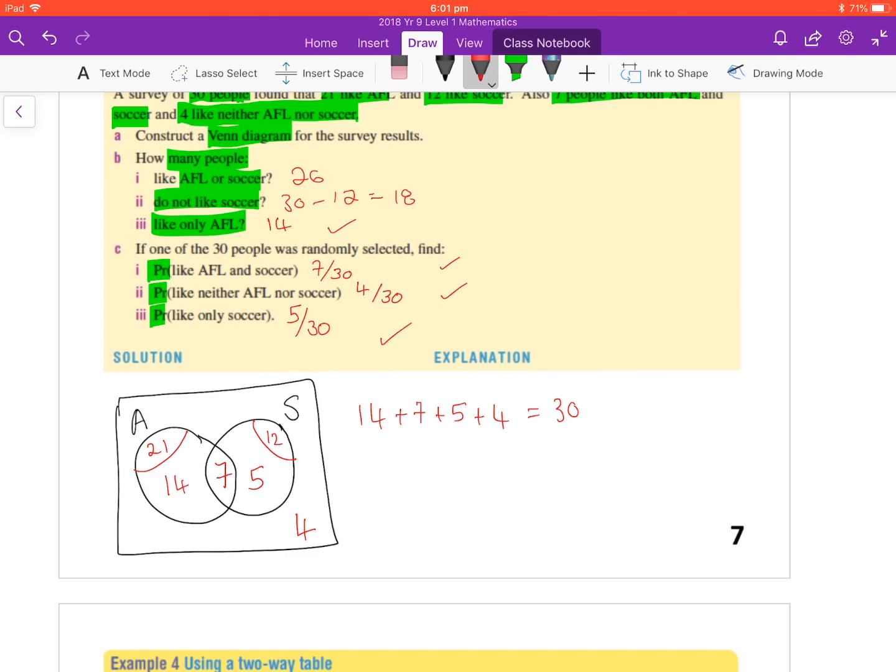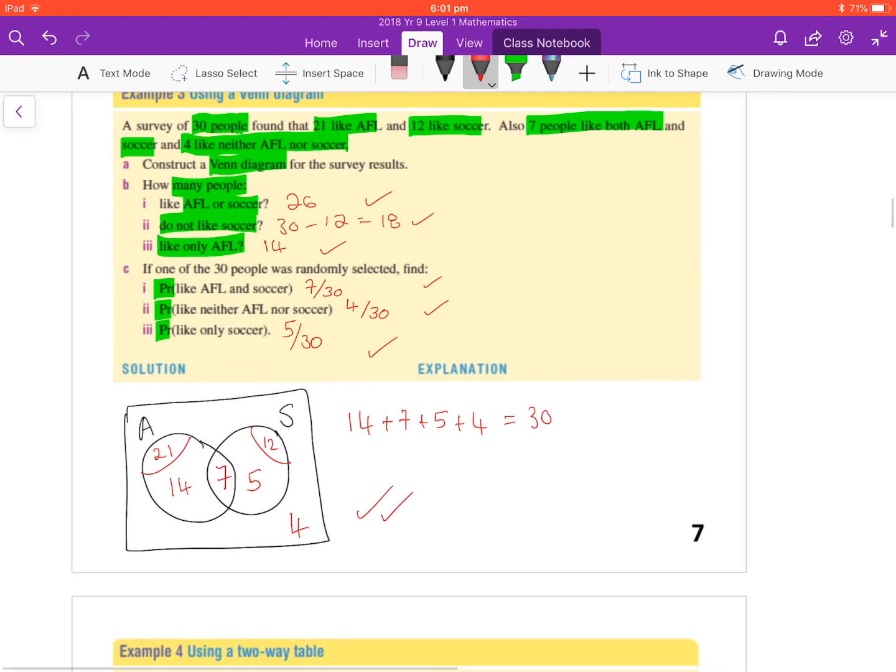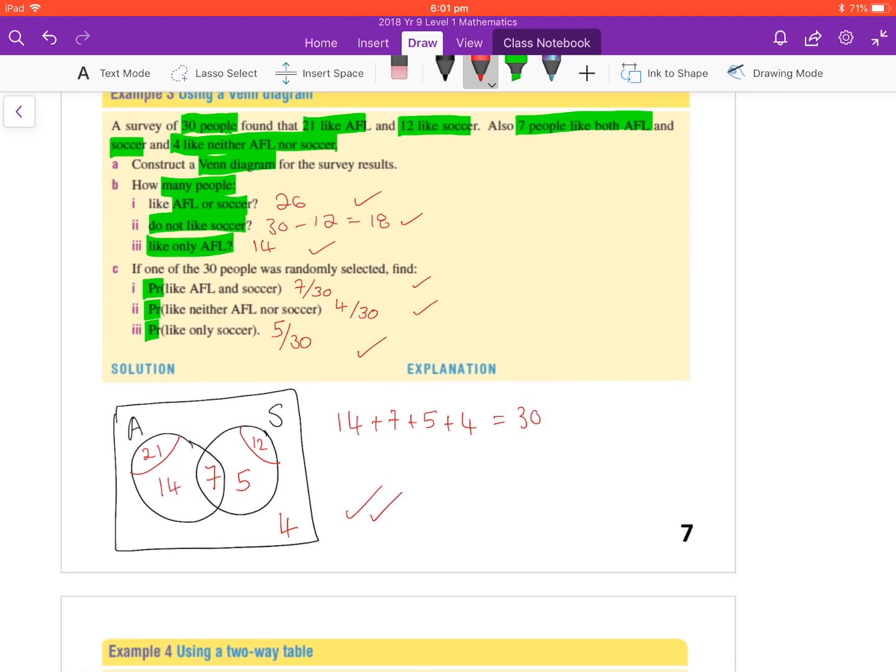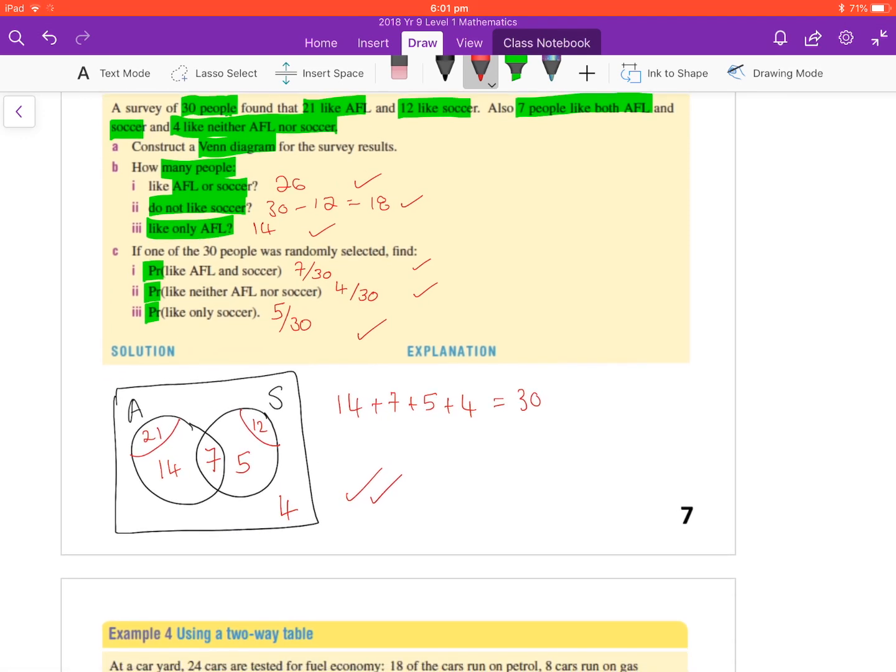And that's about it. Normally the Venn diagram is worth 2 or 3 marks, and then a mark for each of those questions above. Good. So hopefully that makes a little bit of sense with our Venn diagram. So let's have a look at a two-way table problem.